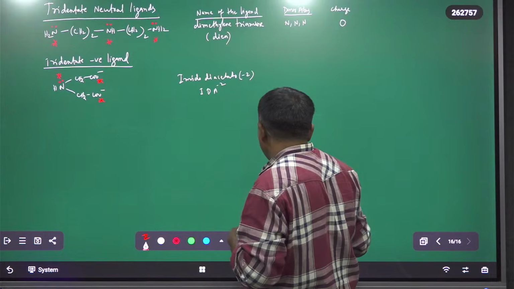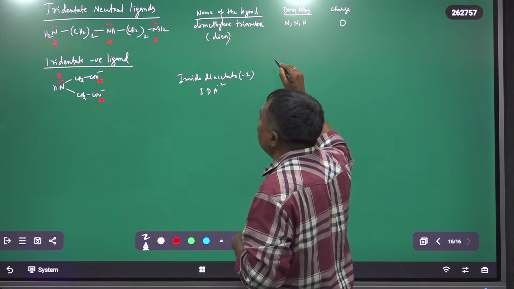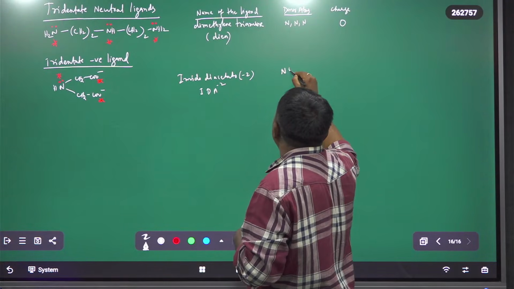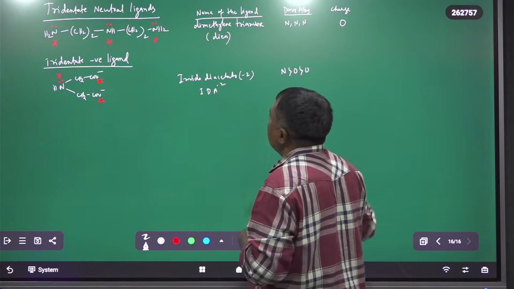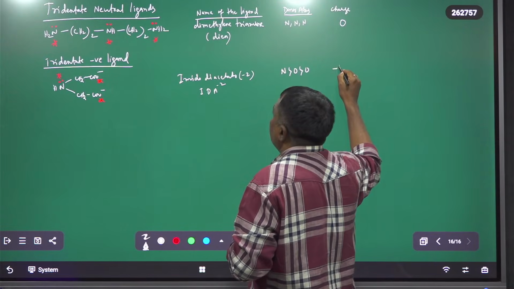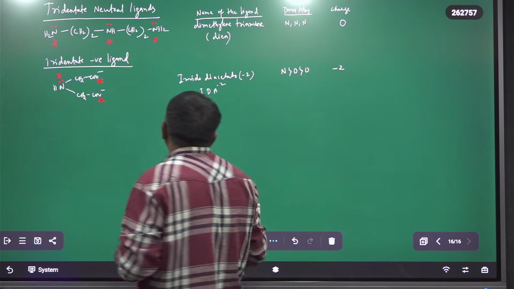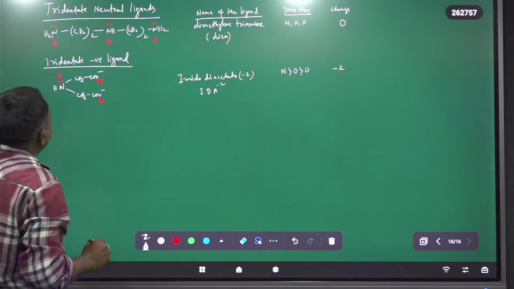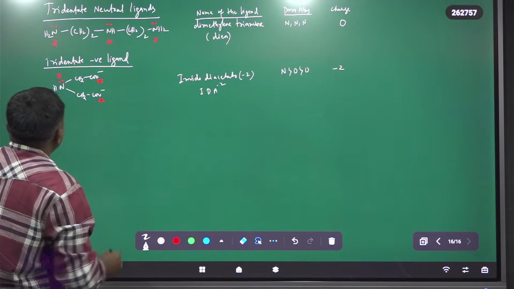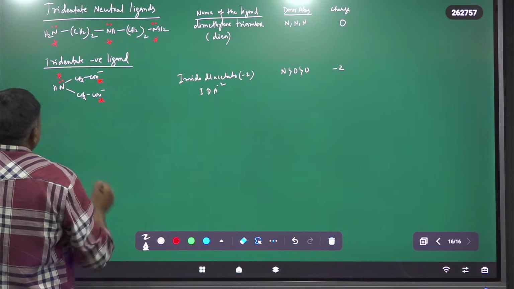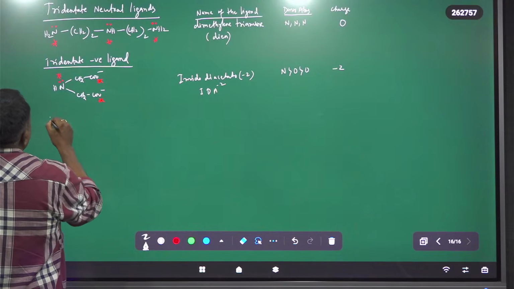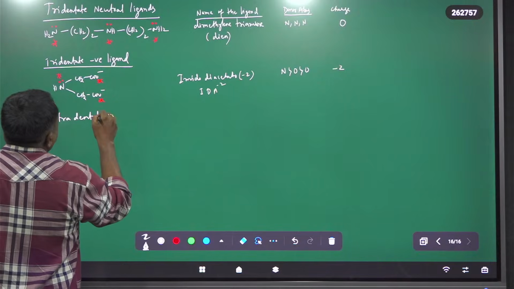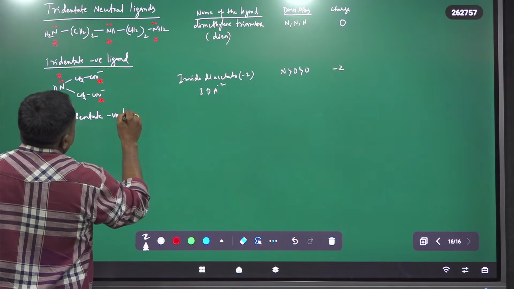Therefore there are 3 donor atoms, so this falls under what now? Tridentate. One nitrogen and one oxygen, and another oxygen. So the charge on this is minus 2. So IDA minus 2, imidodiacetato. This is a tridentate negative ligand, and this is a tridentate neutral ligand. And one more: after this, the tetradentate negative ligand.